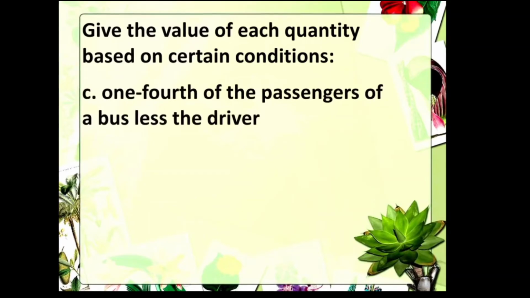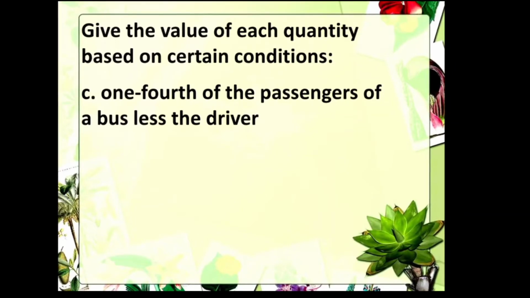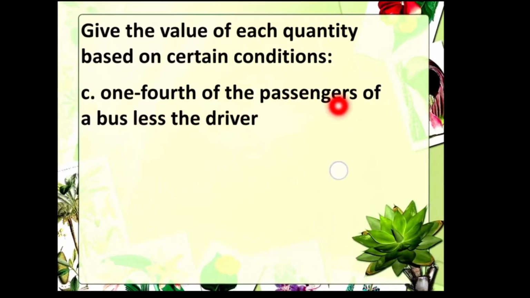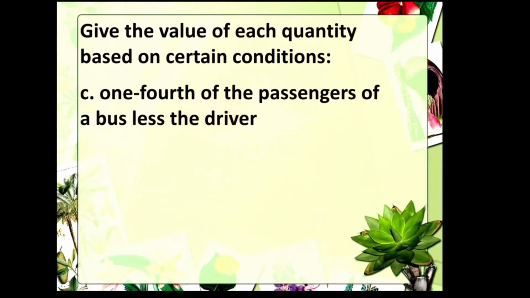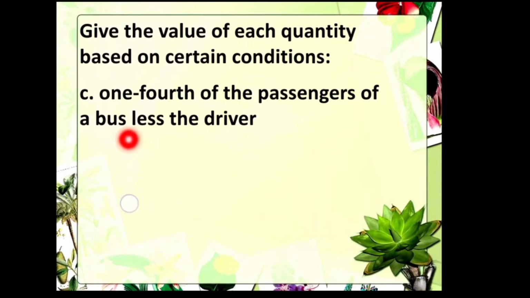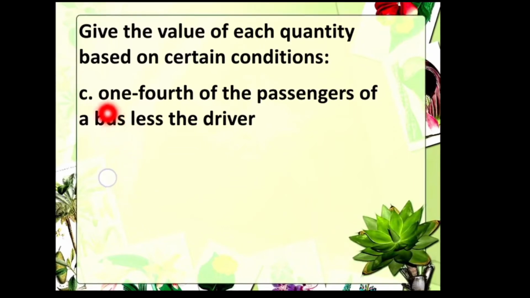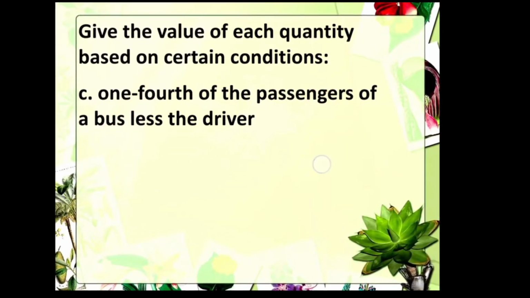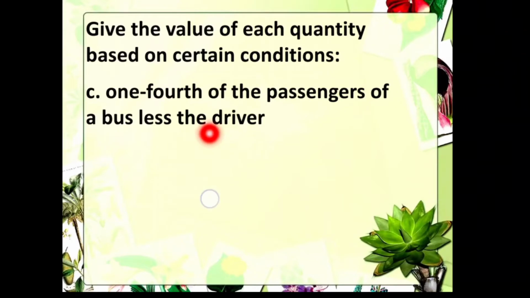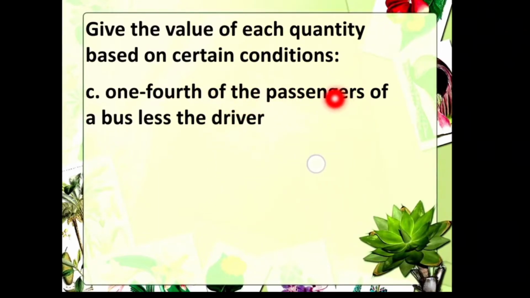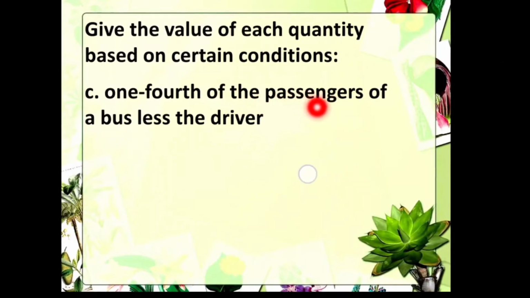Next, 1/4 of the passengers of a bus less the driver. As you can see, 1/4 of the passengers of. So we have a clue here, the word of for multiplication, then the word less for subtraction. So let's have first the 1/4 of the passengers. As you can see, the number of passengers is missing. So you have to use a letter to represent the number of passengers. In this case, we will use x, for instance.